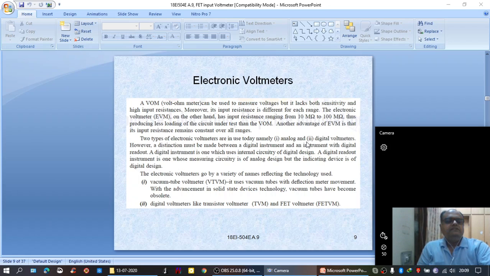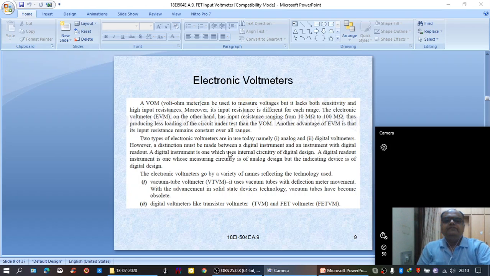Analog voltmeter means it will have all analog circuitry with the indicating instrument as pointer deflection on a calibrated scale, that is using a basic PMMC movement. On the other hand, digital voltmeter means it consists of all the analog circuitry same as with the analog voltmeter. The only change is the readout device. The readout device would be a digital display.